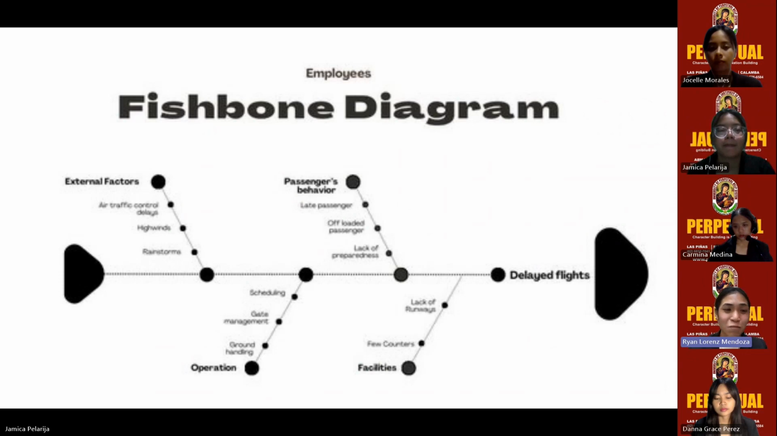The employees' fishbone is almost the same as the managers'. They all work hard to solve problems in the services that they provide and try to make sure that you have the best experience possible.